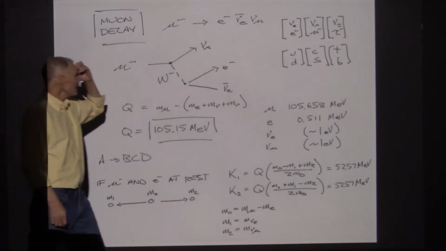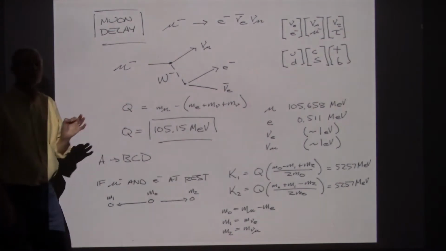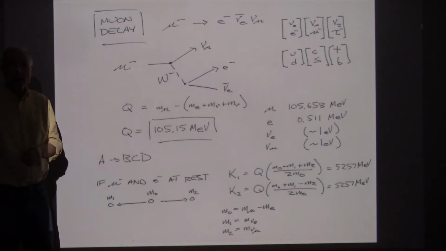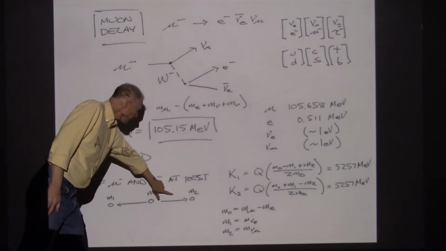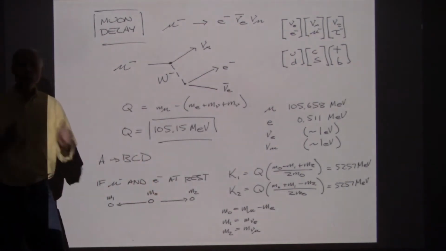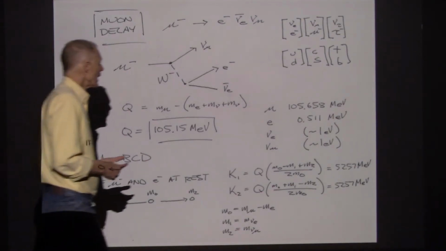Well, what if the electron that is produced also is at rest after the reaction? Well, if the electron is at rest also, then all we're left with are the 2 neutrinos flying out in opposite directions. How will the energy get divided up?